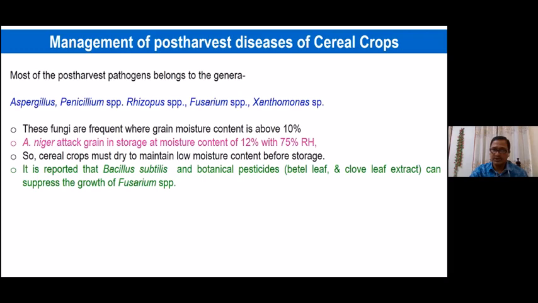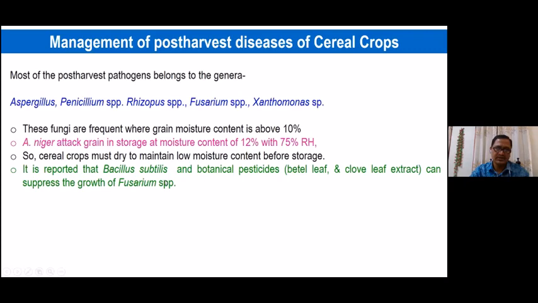Aspergillus niger can attack the grain in the store when the moisture content is higher, say 12%. So we need to be careful if we want to keep away this organism. We must dry the crops to less than 12% moisture content. It is reported that some Bacillus bacteria as well as biopesticides can be useful for controlling this sort of disease organisms.